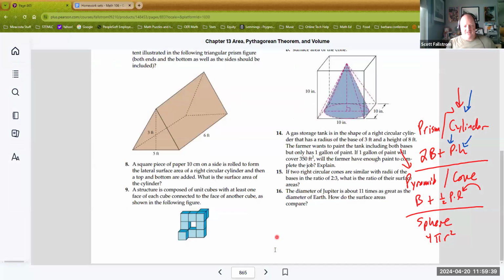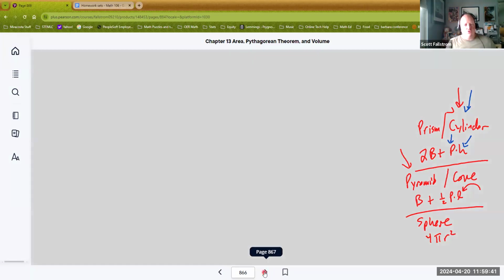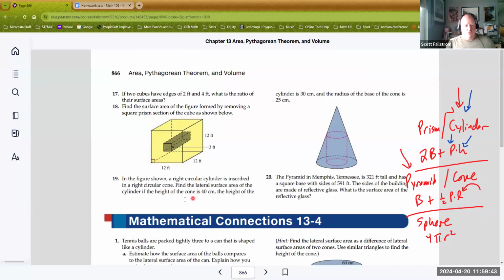Oh, 19 is the last question I had. In the figure shown here, a right circular cylinder is inscribed. Find the lateral surface area of the cylinder. The height of the cone is 40. The height of the cylinder is 30. The radius of the base of the cone is 25.